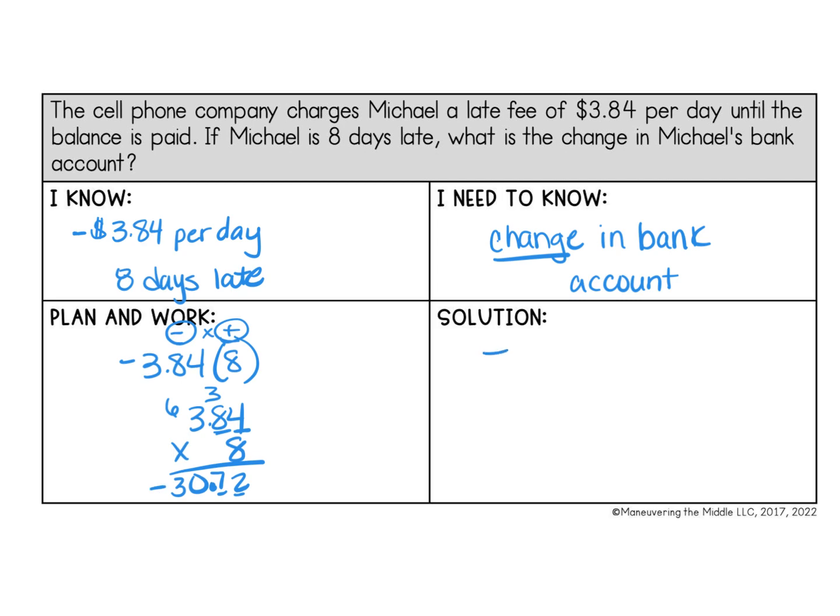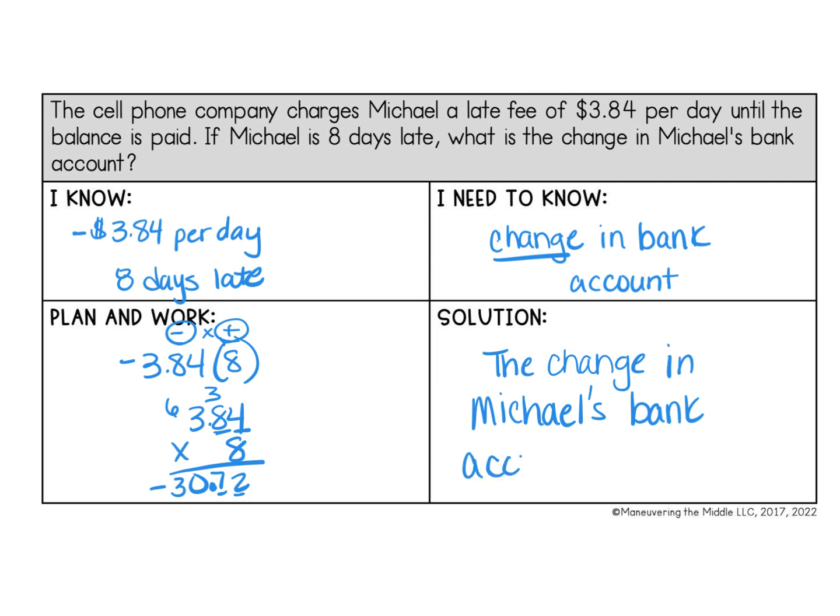So we can say that the change in Michael's bank account is negative $30.72.